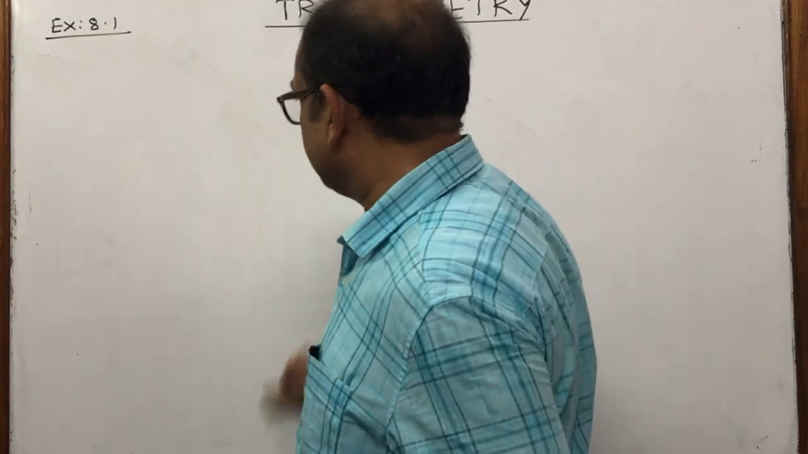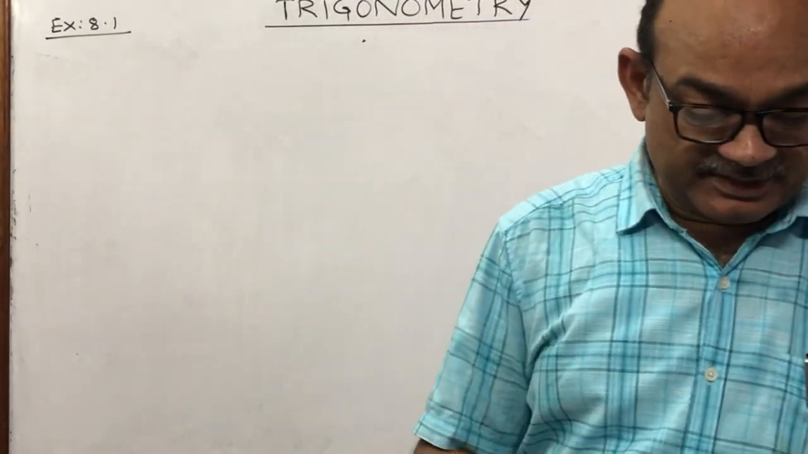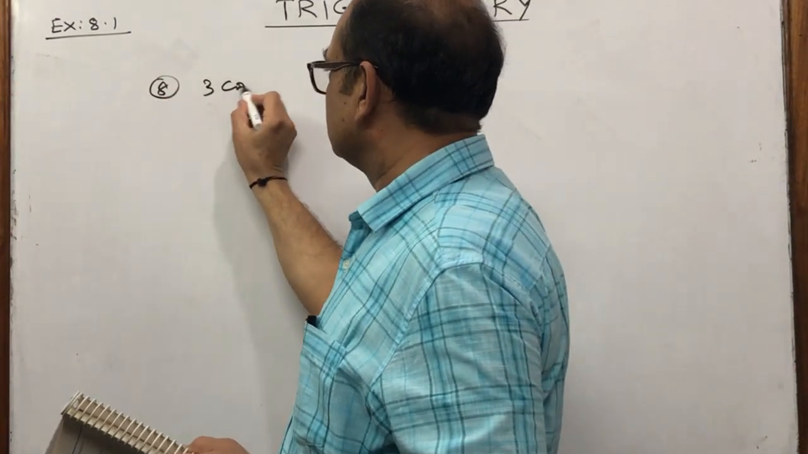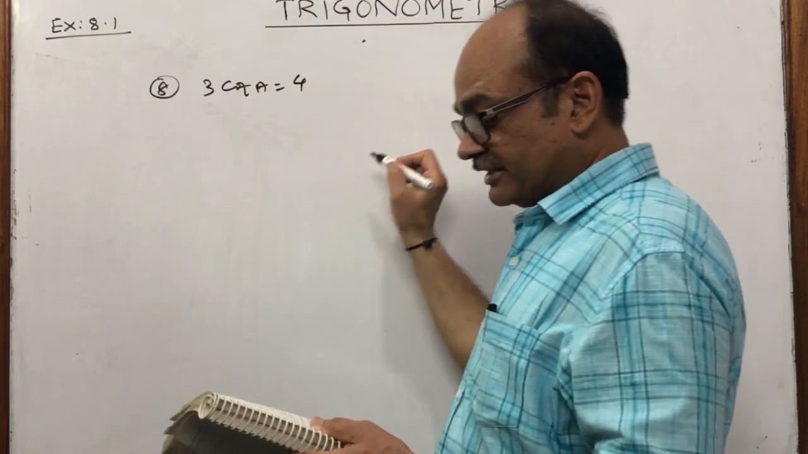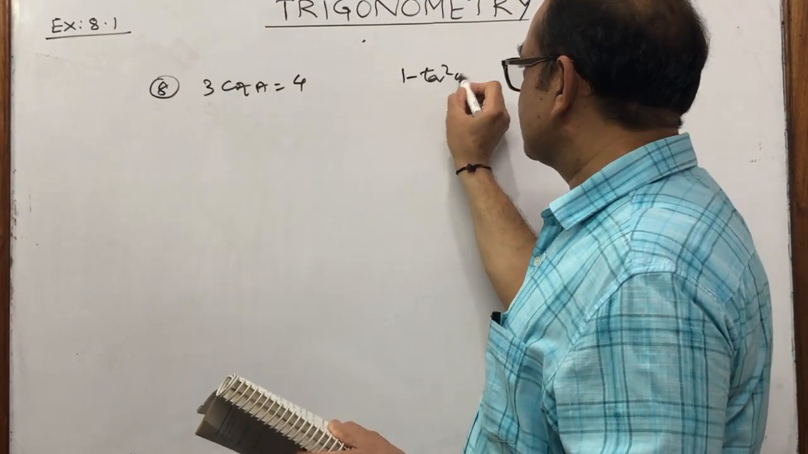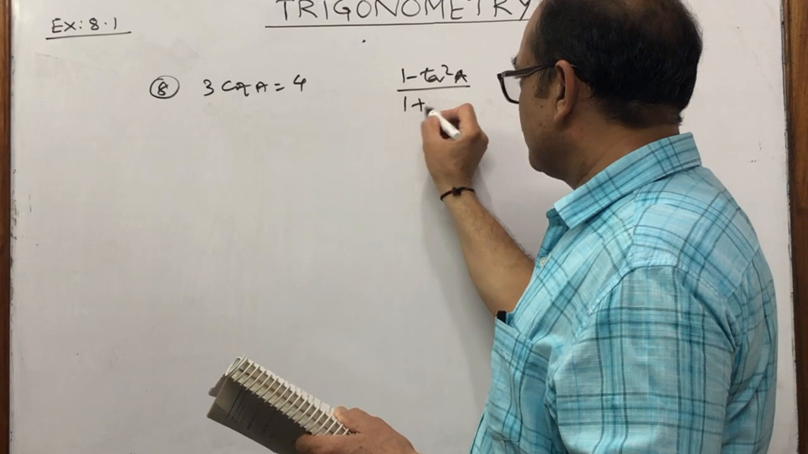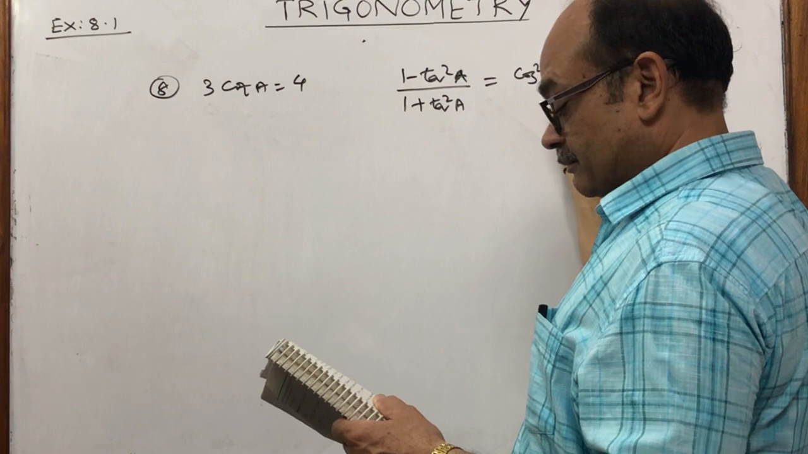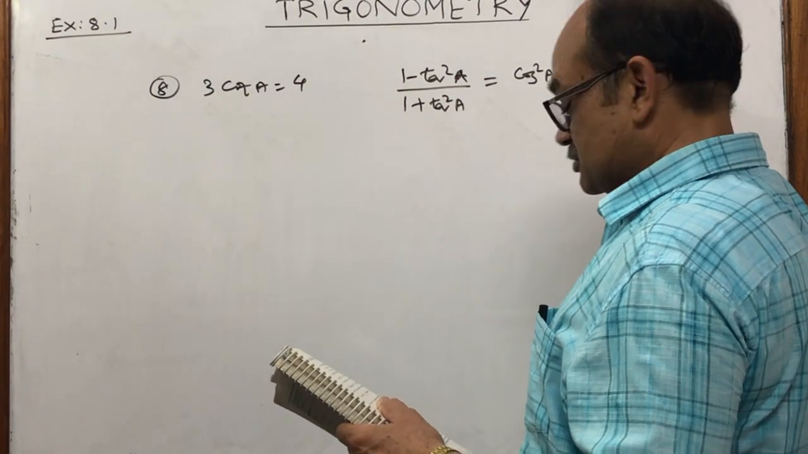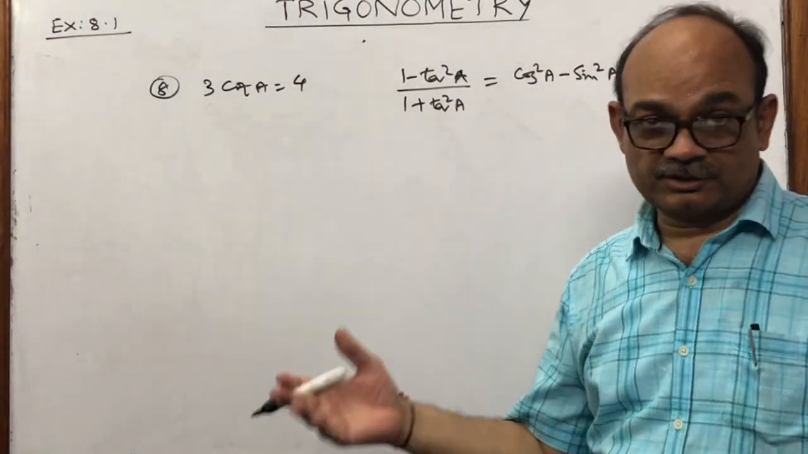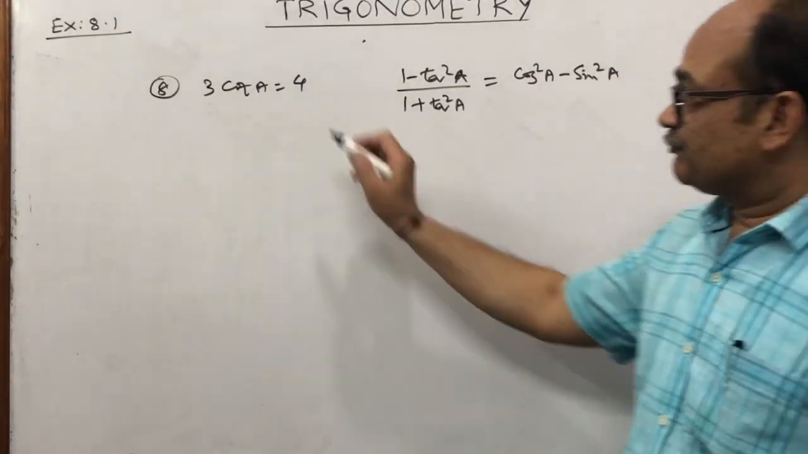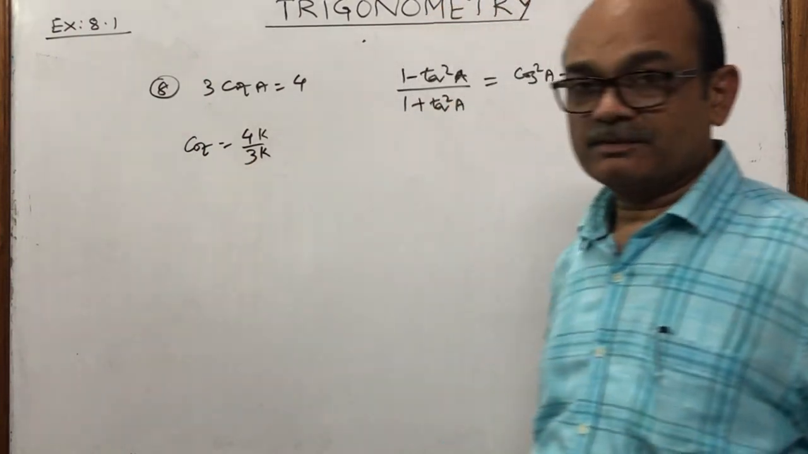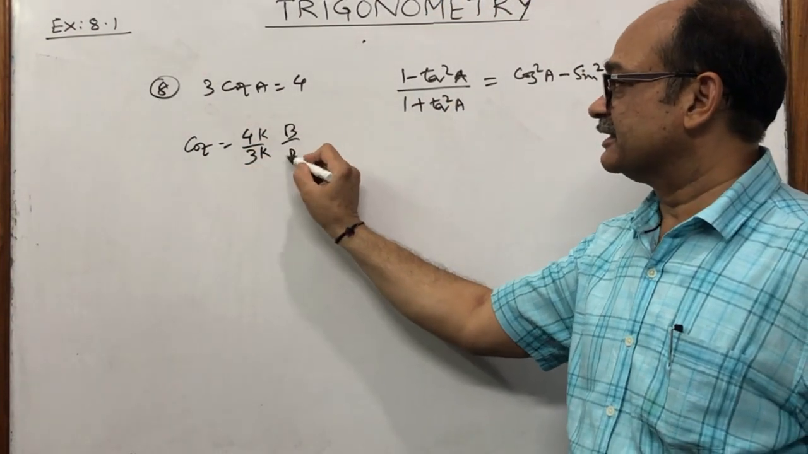Next is sum number 8. Sum number 8 says 3 cot A equals 4. We have to check whether 1 minus tan square A divided by 1 plus tan square A equals cos square A minus sin square A. Yes or no? Is it true or not? We have to check. So first, cot A is given. That is 4 by 3, 4k and 3k. This is base, this is perpendicular.